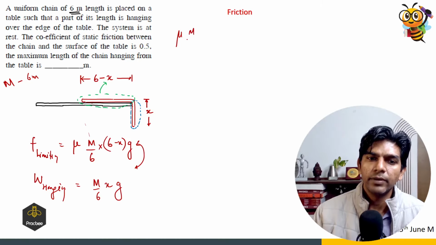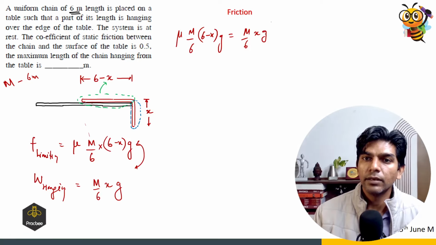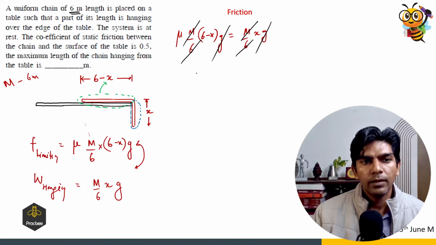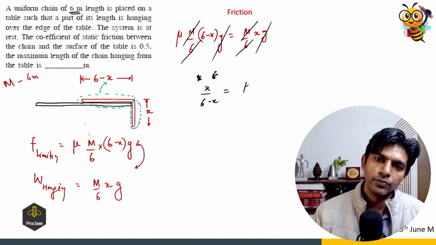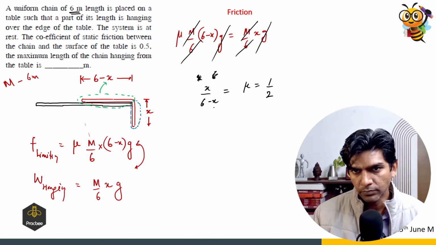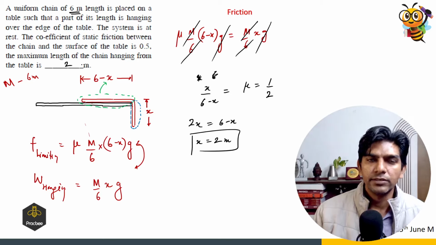So mu m by 6, 6 minus x times g will be m by 6 times x times g. Now from this we can eliminate g, we can eliminate m, we can eliminate 6. So from this x comes out to be, okay, right, so mu is given as 0.5. So we can say x upon 6 minus x will be equal to mu, which is 1 by 2. So from this 2x is equal to 6 minus x. So x comes out to be 2 meters. So 2 is the answer, right?